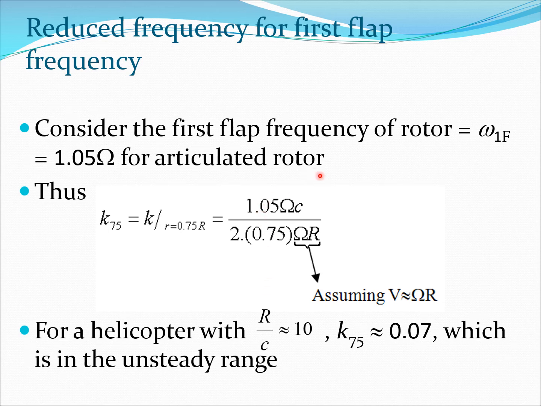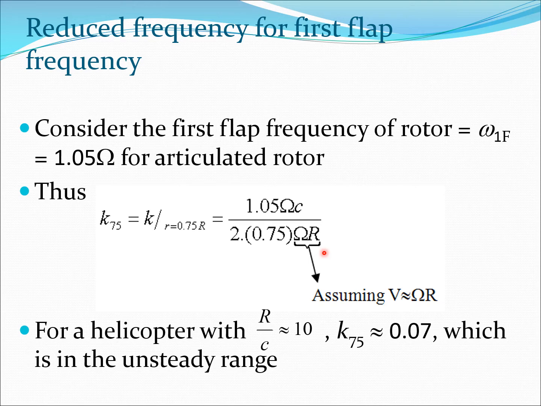So let's, for example, look at the first flap frequency of a rotor, which would be somewhere like 1.05 per rev for an articulated rotor. So if we take the reduced frequency, what we could do is take a velocity at a given section. So let's say we take a section at 0.75 times the blade radius, and we figure out the velocity at that point. That would be something like 0.75 times rotation speed times blade radius.